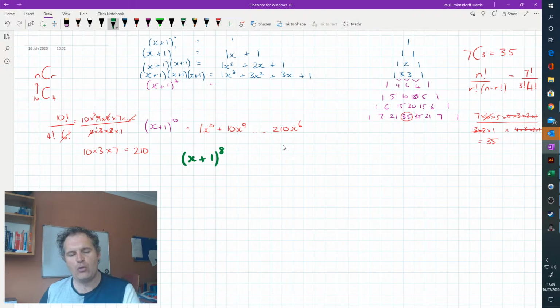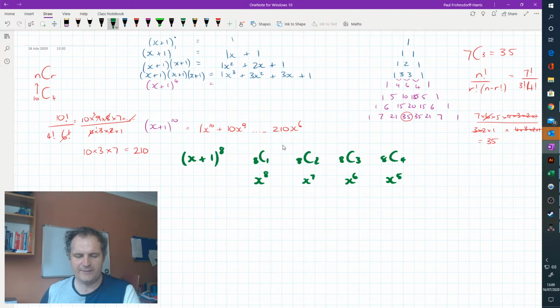Now for each one we're going to do 8c1, 8c2, 8c3, 8c4. The next thing we're going to do is x to the power 8, x to the power 7, x to the power 6. Now you'll notice how I lay these out. I put them in a line. This is because the coefficients are easier worked out, I think, by lining them up above each other. Then we have 1 to the power 0, 1 to the power 1, 1 to the power 2, 1 to the power 3, and so on.